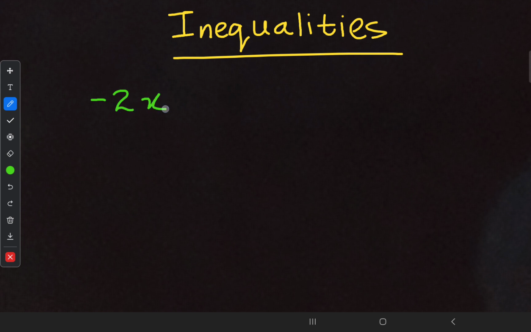Negative 2x is greater than 8. In this case, we are using a negative number. That means negative 2 is multiplied with x. When we take this as a division, the 8 should be divided by negative 2.